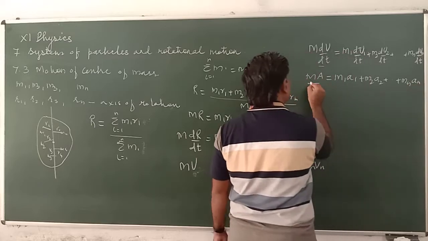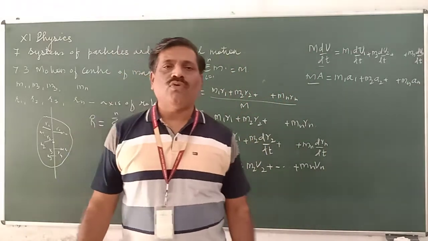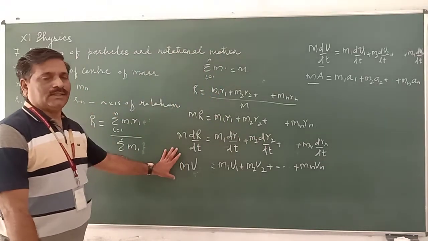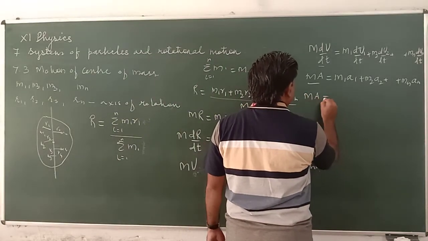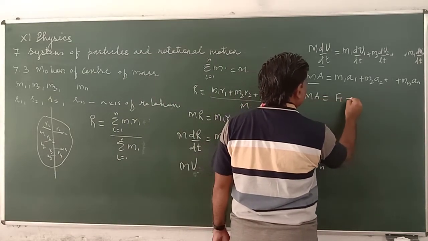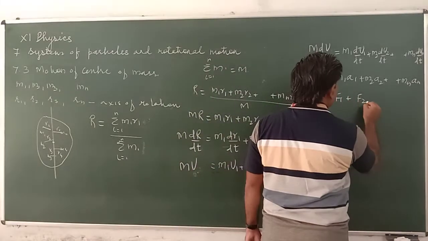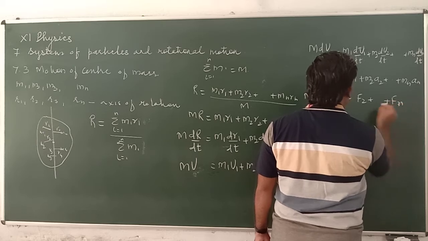It means that mass into acceleration is the force on the center of mass. This is M A, which we write as it is. This is the force on the first particle, this is the force on the second particle, and so on, this is the force on the nth particle.